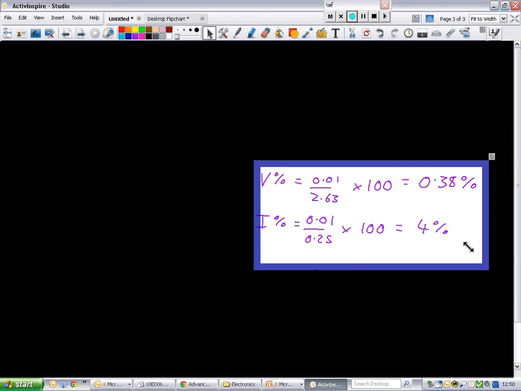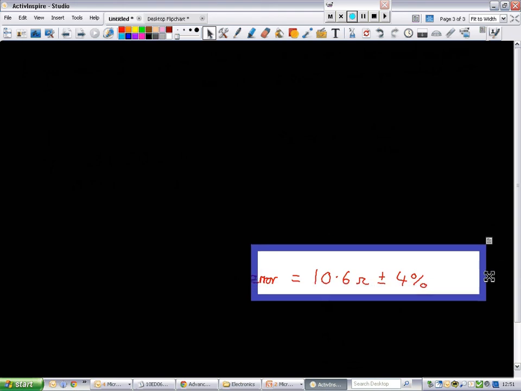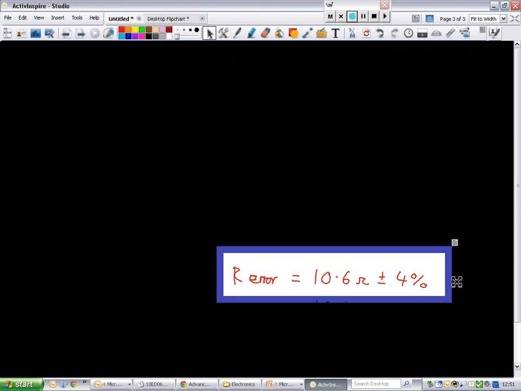Whichever percentage is largest, generally the rule is that if you've got a percentage that's say less than a third of the largest percentage error, then you can ignore it. And that's the case here. You've got a 4% error, which is obviously much bigger than a 0.38% error. So we're using this 4% error in our final answer. So it's just really a case of figuring out what 4% of 10.6 is.